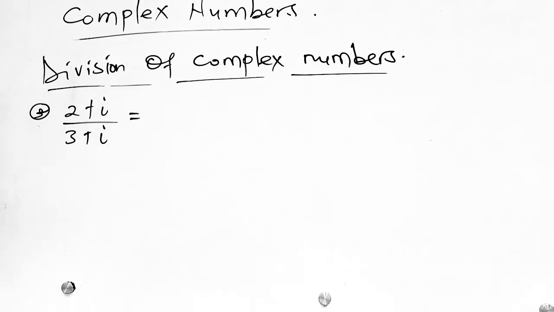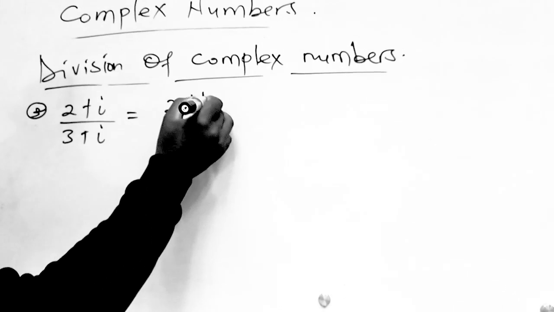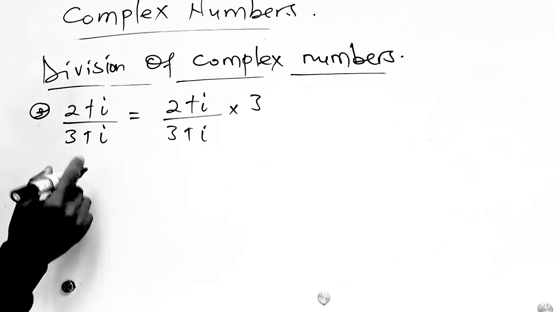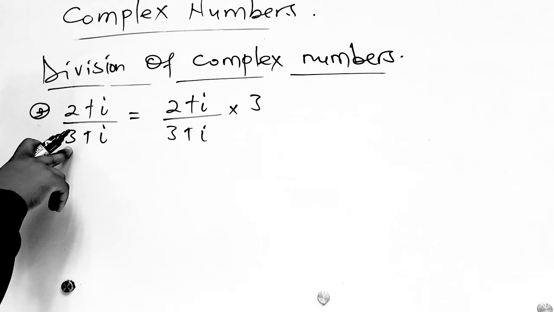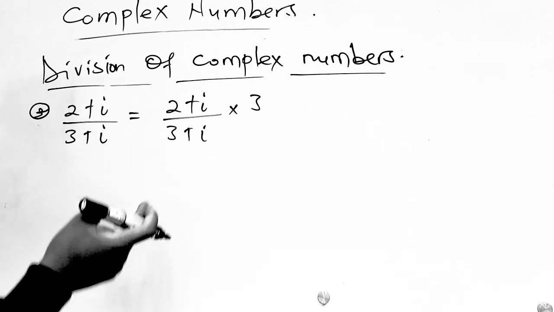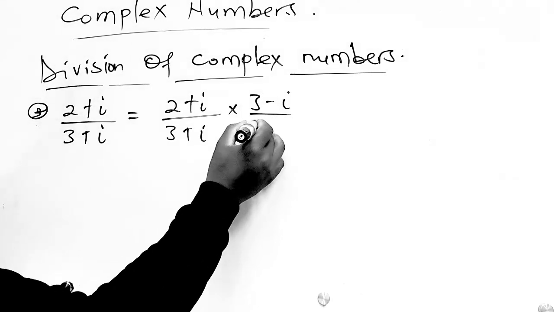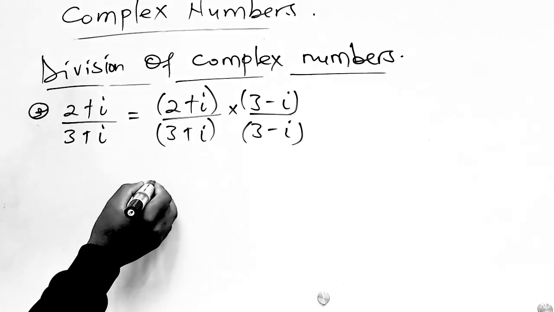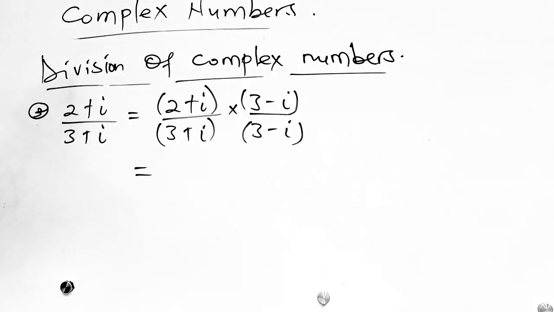Next example: 2 plus I over 3 plus I. To divide this, we need to multiply with the conjugate of the denominator, which is 3 minus I. So we have 2 plus I over 3 plus I multiplied by the conjugate. Our denominator was 3 plus I, so our conjugate is 3 minus I over 3 minus I. What we do on the numerator, we have to do on the denominator as well. Then we do our FOIL method of expansion.